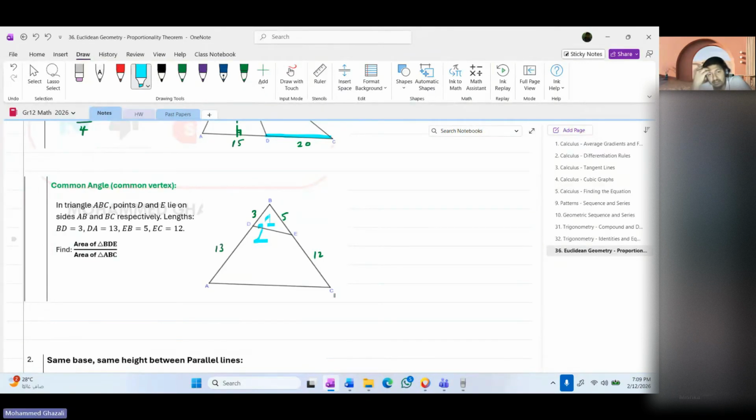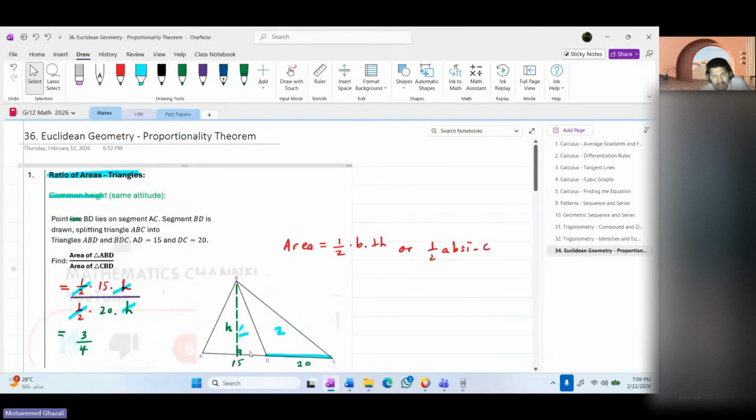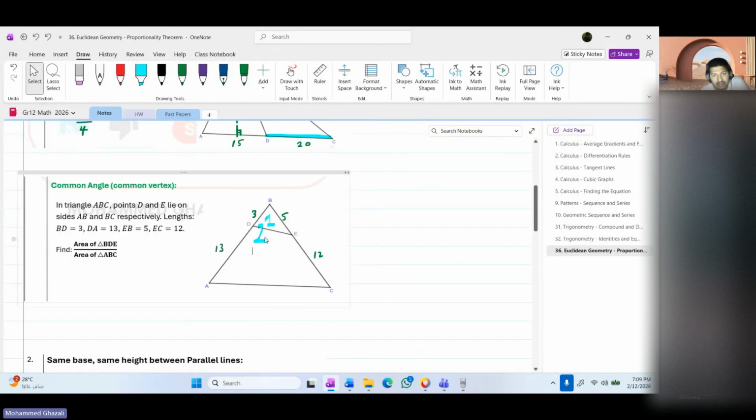Triangle 1 over triangle 2. I can't draw a common altitude, okay? I can't draw a common height because I don't have a common vertex. See over here, I had a common vertex, so I can draw a common height, same altitude, right?